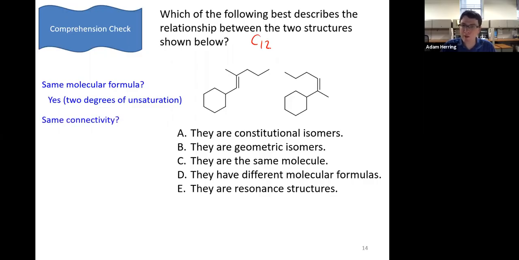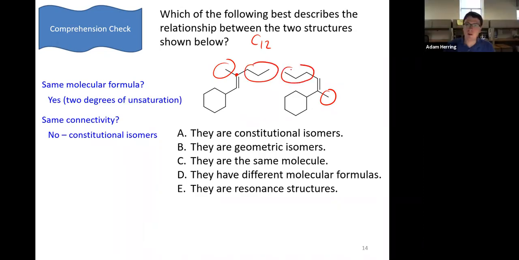Do they have the same connectivity? No, they don't. How can you tell? Well, do you see how there's this small branch here? In one case, it's attached to the carbon with the 3-member chain. And in the other case, it's attached to the carbon with the large cyclic ring. Because of that, they have different connectivities, and therefore they are constitutional isomers, not geometric isomers.